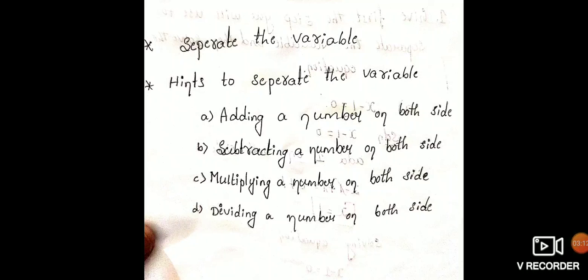It is easy to separate some small pieces of stones from rice by using hand picking, but in mathematics some more techniques will be there for the separation of variables. So the first one is adding a number on both sides. That means LHS side and RHS side, if we add a number, we have to add that number on both sides, or subtract a number on both sides.